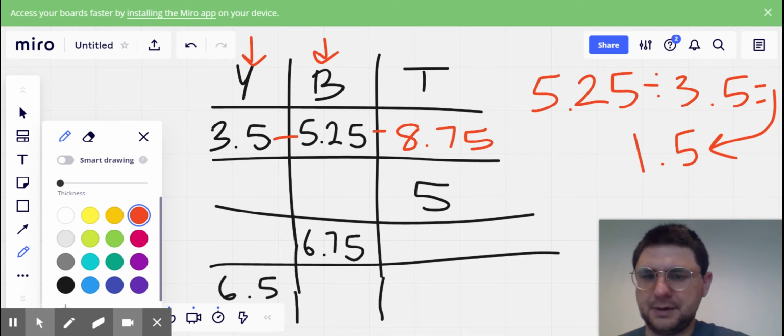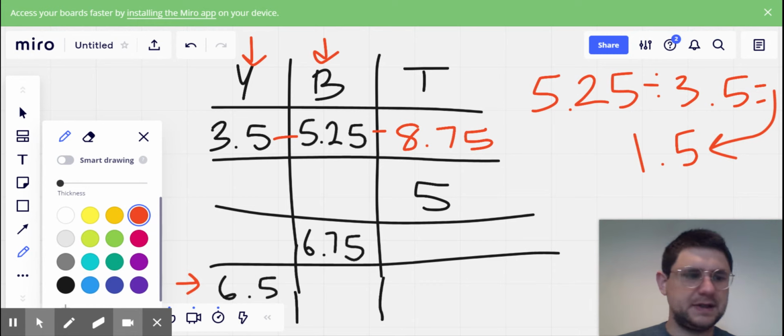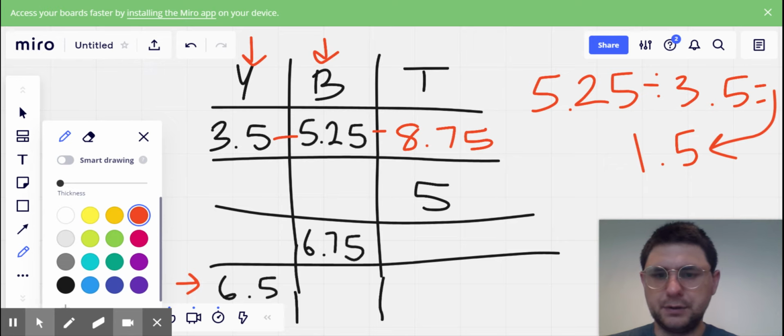All right, so let's start. I'm going to start down here in the bottom left-hand corner. 6.5, I can take 6.5 and I can multiply it by my unit rate, times 1.5, and that is equal to 9.75.